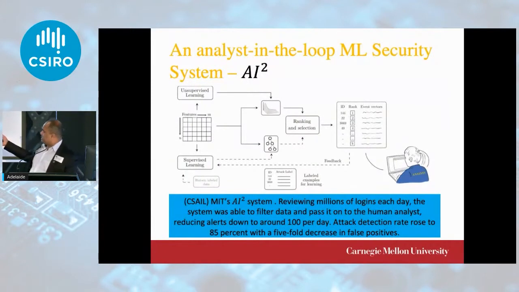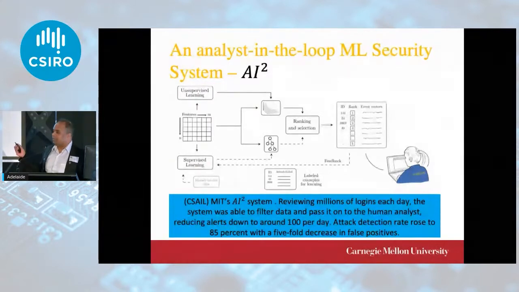This is a really nice paper that I read from MIT's CSAIL lab. It's called the AI squared system, and I won't go through the process. It's very similar. Both supervised and unsupervised learning come together to create a defense system for detection. The great thing about the system is that it's touted as a big data system. It was able to sift through millions of logins, for example, and pass them to a human analyst, reducing alerts to around 100 a day, right? The attack detection rate rose to about 85% with a 5-fold decrease in false positives. So it's a very interesting system.